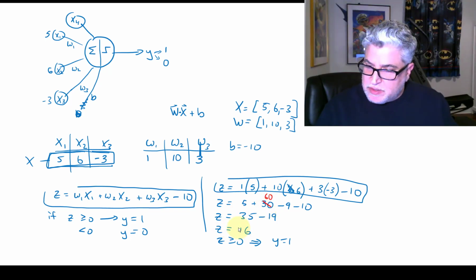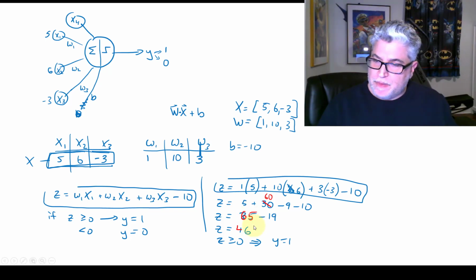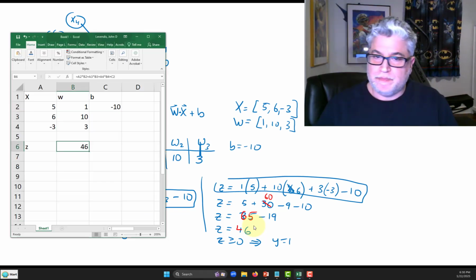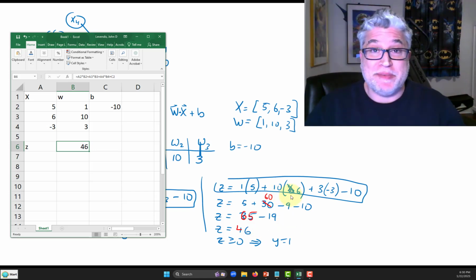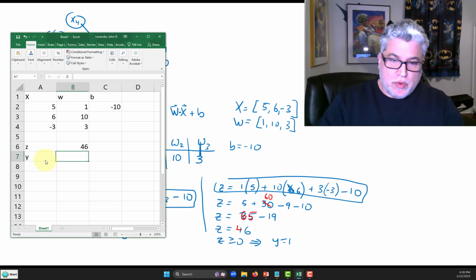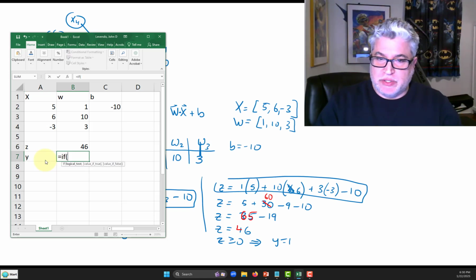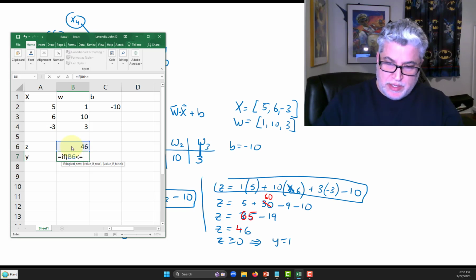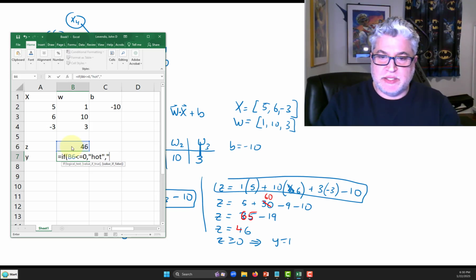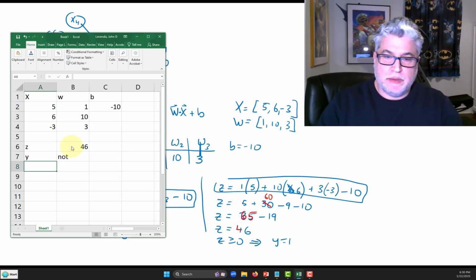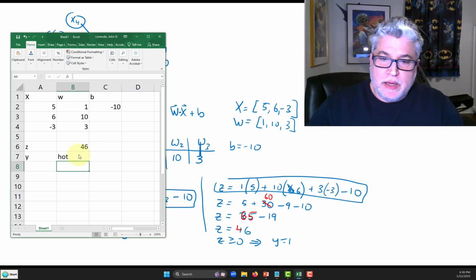All right, so this is 46. Okay, so that's the long way of doing it. It caught one of my mistakes. And then for y, we can apply an if function. If this cell is bigger than or equal to 0, then hot, otherwise not. So yeah, they're hot.